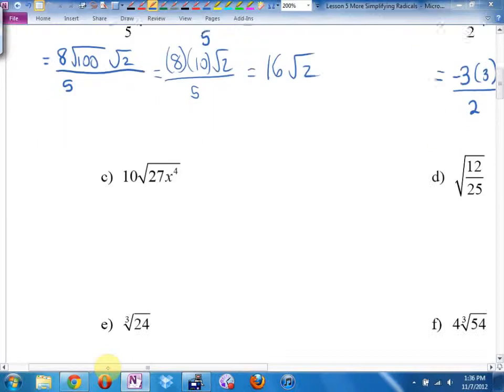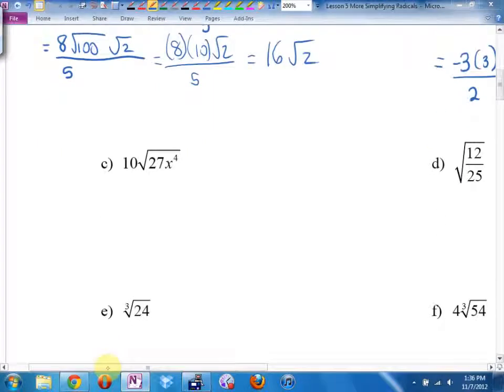C. 10 root 27 x to the 4th. Okay. It's not a fraction. That's good. Well, let's start out by changing colors. Let's rewrite the 10, because that's already outside the radical. No problem.